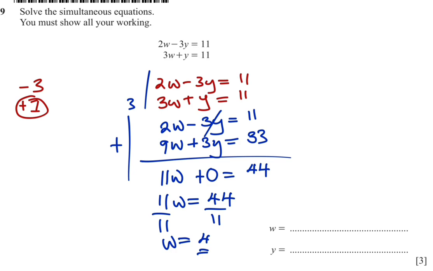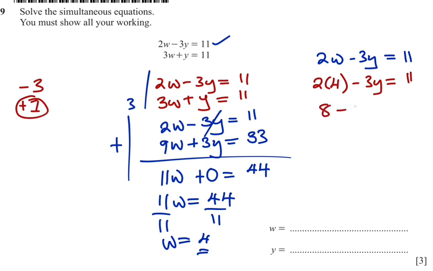Now, this being a simultaneous equation, we also need to find the value of y. So I'm going to pick one of the original equations. In this case, I'll pick the first one, though you can use any. So 2w minus 3y equals 11. I'll replace w with the 4 so that I can find y. So 2 times 4 minus 3y equals 11. This gives me 8 minus 3y equals 11.